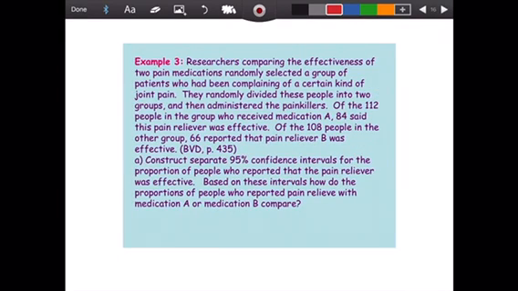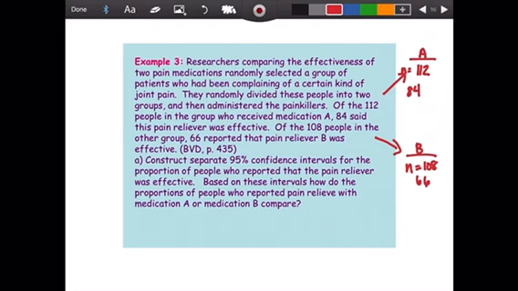All right, example 3. Researchers are comparing the effectiveness of 2 pain medications randomly selected for a group of patients who had been complaining of a certain type of joint pain. They divided these patients into 2 groups. So group 1 had 112 people. They received medication A, and 84 people said the pain reliever was effective. Pain reliever B had 108 people in the sample, and 66 people said the pain reliever was effective.